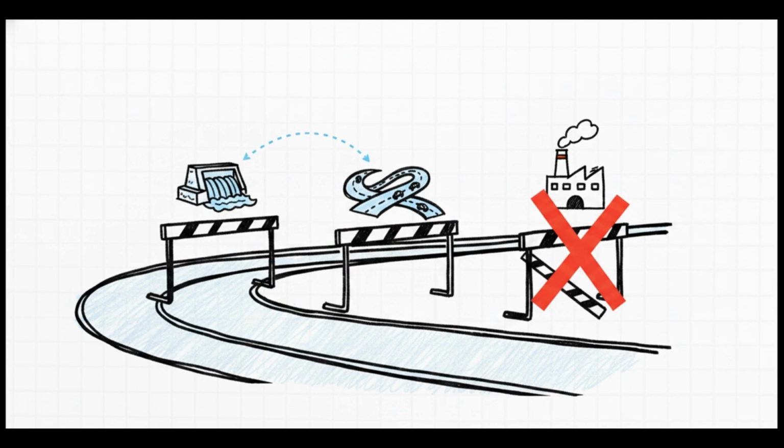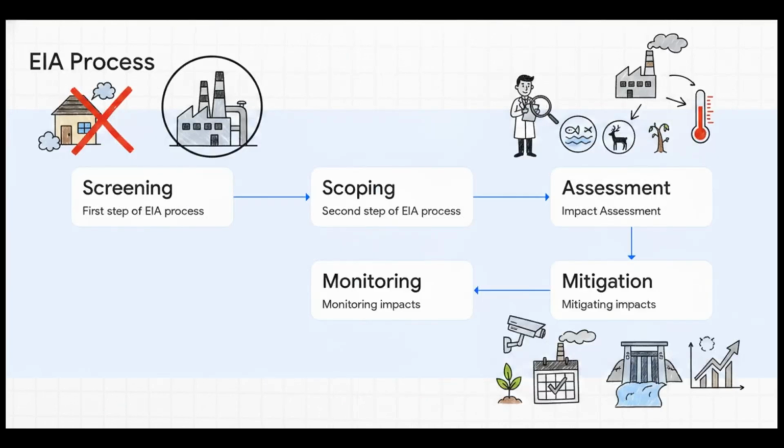Every single step is specifically designed to aggressively poke holes in the project's design. And if a project can't clear these hurdles and prove its safety, well, it gets sent all the way back to the drawing board to be redesigned, or in some cases, it gets canceled entirely. Let's actually walk through how this builds across 5 chronological phases.